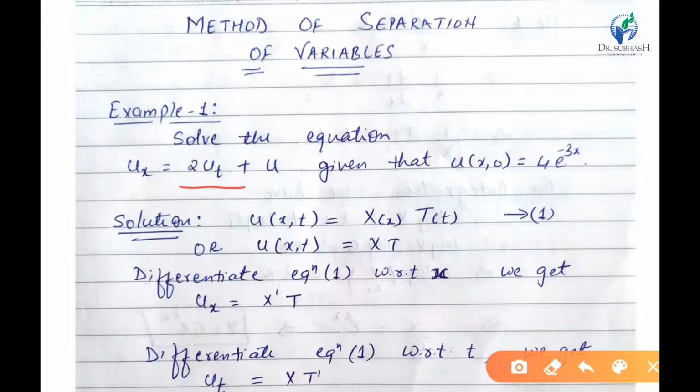We will consider u of x,t as a function which is equal to capital X times capital T. As we know that u is a function of x and t here, we can also rewrite it as u of x,t equal to capital X, capital T for our convenience. Now from the question, we have to differentiate u with respect to x and differentiate u with respect to t. This is our next step.